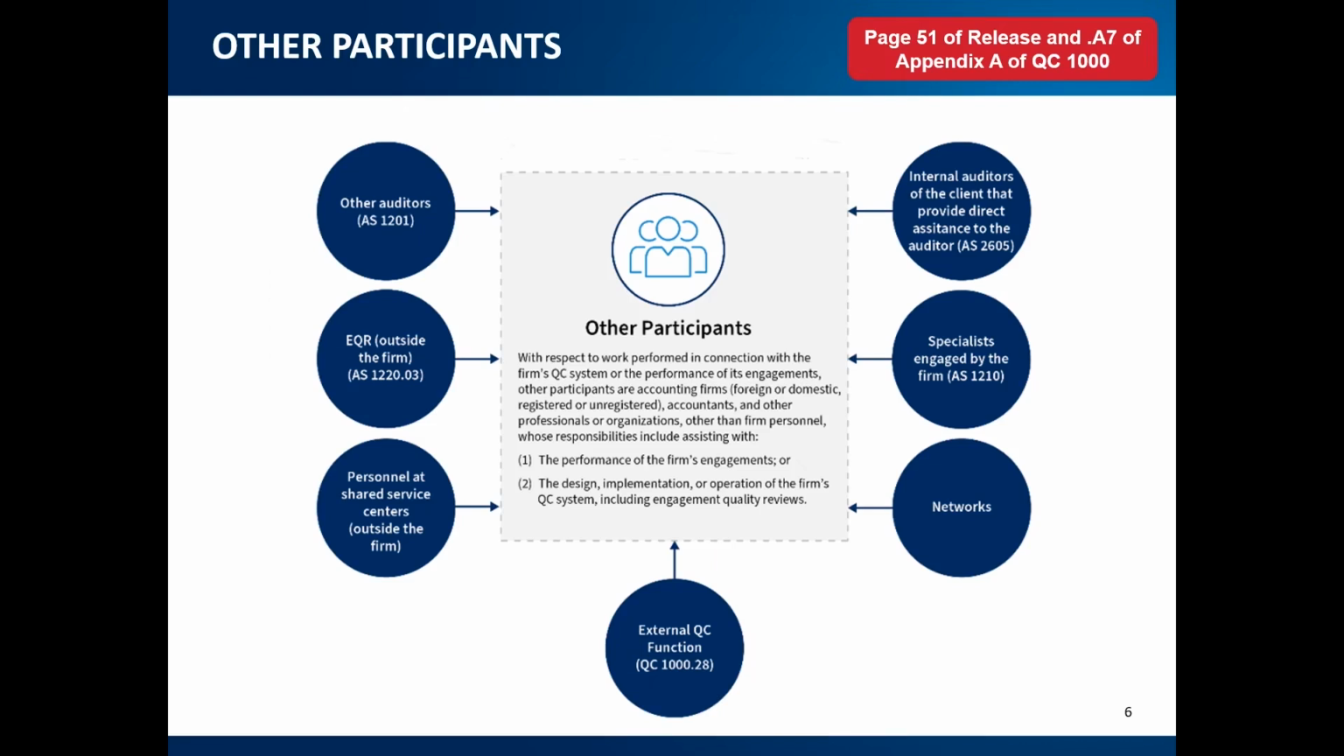For example, a firm that uses a network as a resource in many areas, such as independence tracking and monitoring, engagement performance, information communication, and monitoring and remediation, would have many quality risks and quality responses related to their use of the network. To contrast, a smaller firm that only uses one individual from outside the firm as an engagement quality reviewer may have fewer quality risks and quality responses related to other participants.